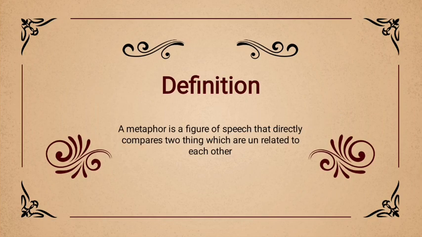Now we go to the definition. A metaphor is a figure of speech that directly compares two things which are unrelated to each other. In a metaphor, a writer compares two unrelated things with each other due to a shared characteristic, and it is that characteristic due to which he compares the two unrelated things. For example, I compare a man to wood, a man to the moon, a man to the sun, like this.